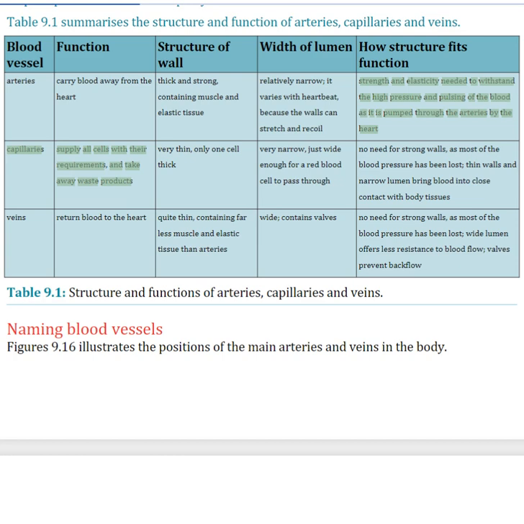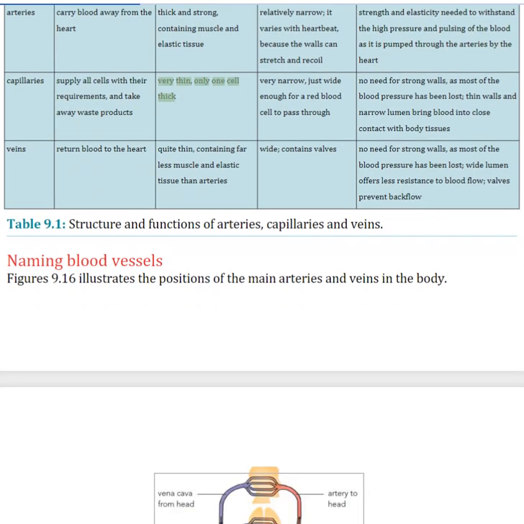Strength and elasticity needed to withstand the high pressure and pulsing of the blood, as it is pumped through the arteries by the heart. Capillaries. Supply all cells with their requirements, and take away waste products. Very thin, only 1 cell thick. Very narrow, just wide enough for a red blood cell to pass through.